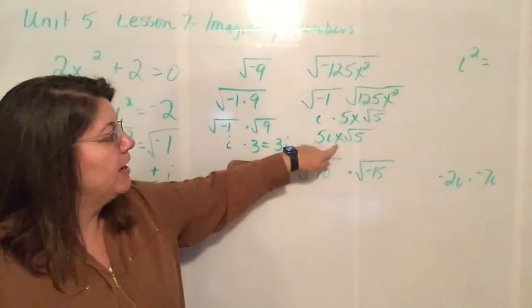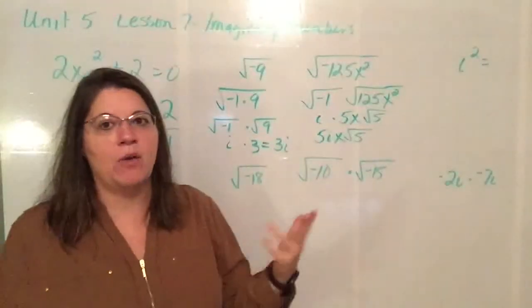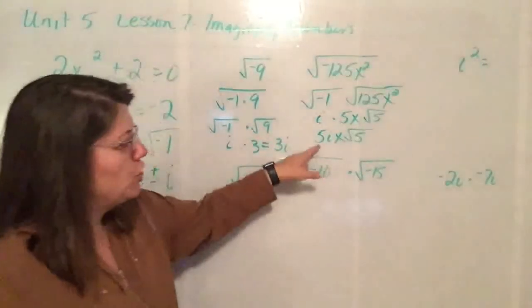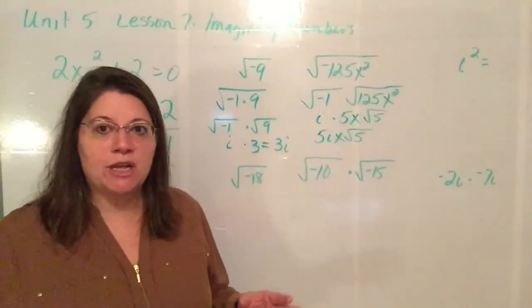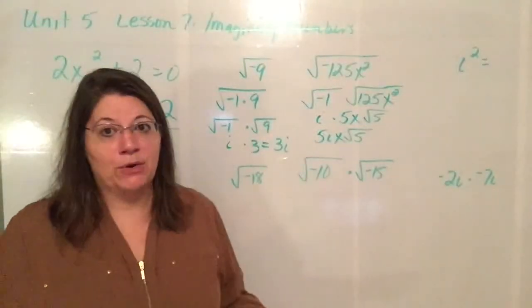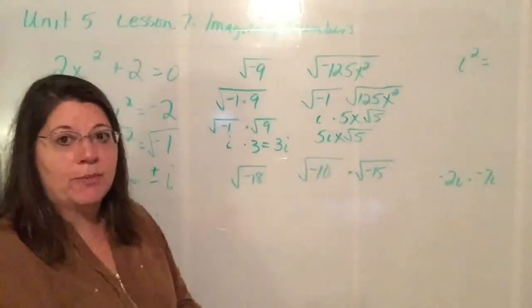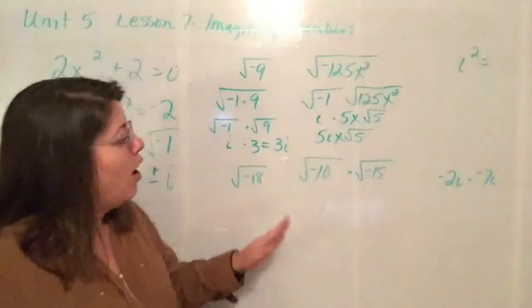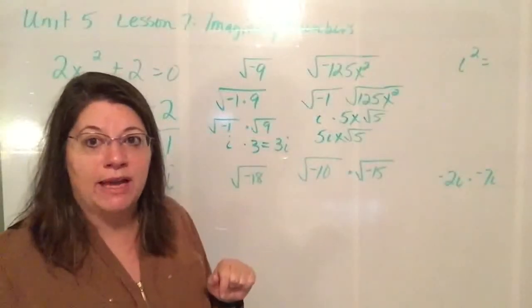The order of the variables really doesn't matter. Understand i is still an imaginary number. I will sometimes call it a variable. You could say 5xi square root of 5. That would be fine too. It doesn't really matter. I tend to put the letters in alphabetical order. Okay? Some teachers like you to put the i separate from everything else. That's okay. I always put the letters in front of any square root that I have left.